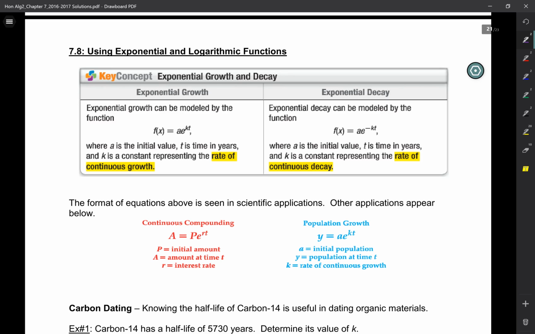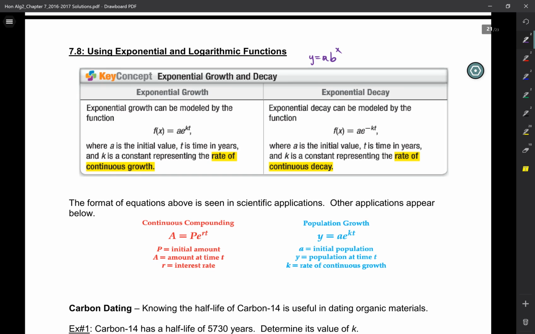Remember in the beginning of the chapter, we learned this formula, y equals ab to the x. So what is that? This is the general form of an exponential function, all right? That's how all exponential functions look. Now, that mathematical function has been modified to a formula that could model exponential growth, right?